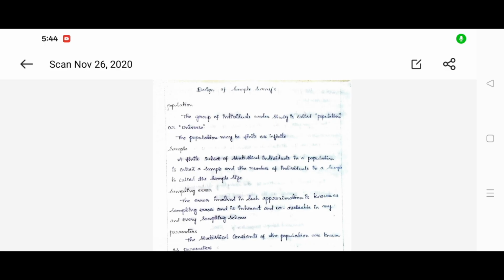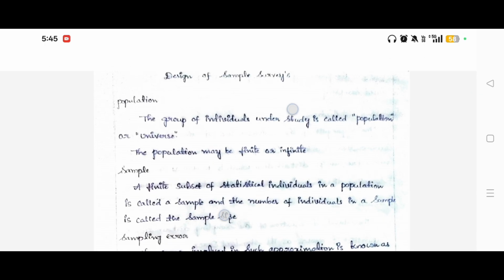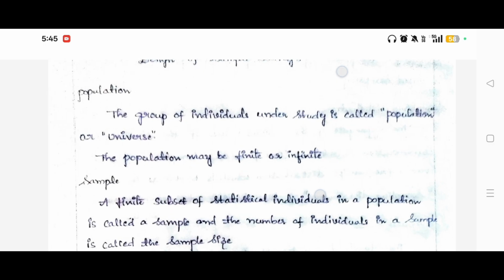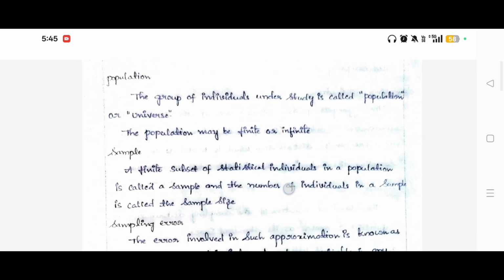Welcome to Teja Statistics. In this class, we are going to discuss designs of sampling surveys. So, we have to learn some definitions before starting. That is population. The group of individuals under the study is called population or a universe. The population may be finite or infinite.